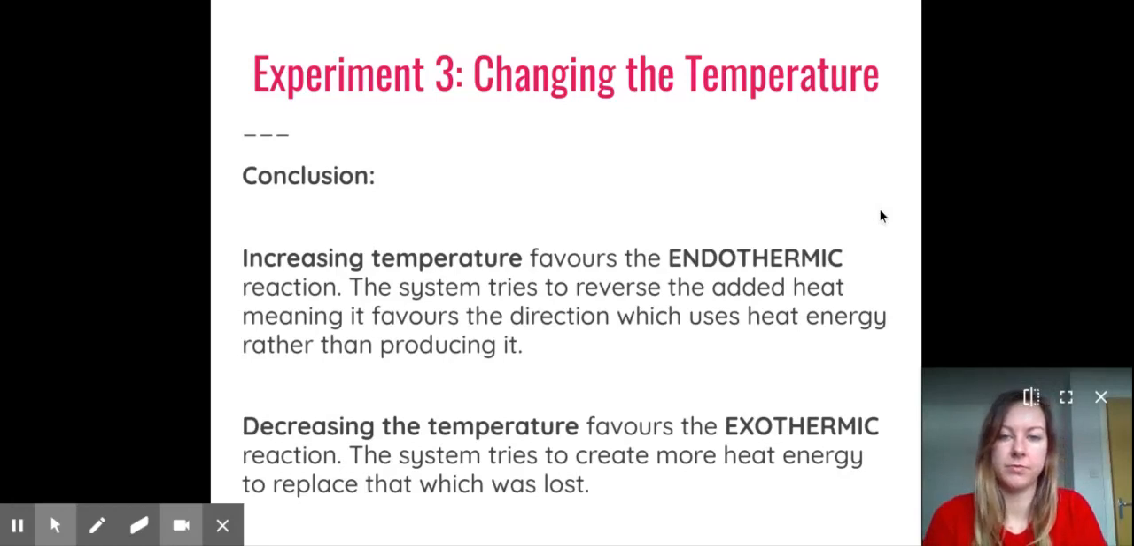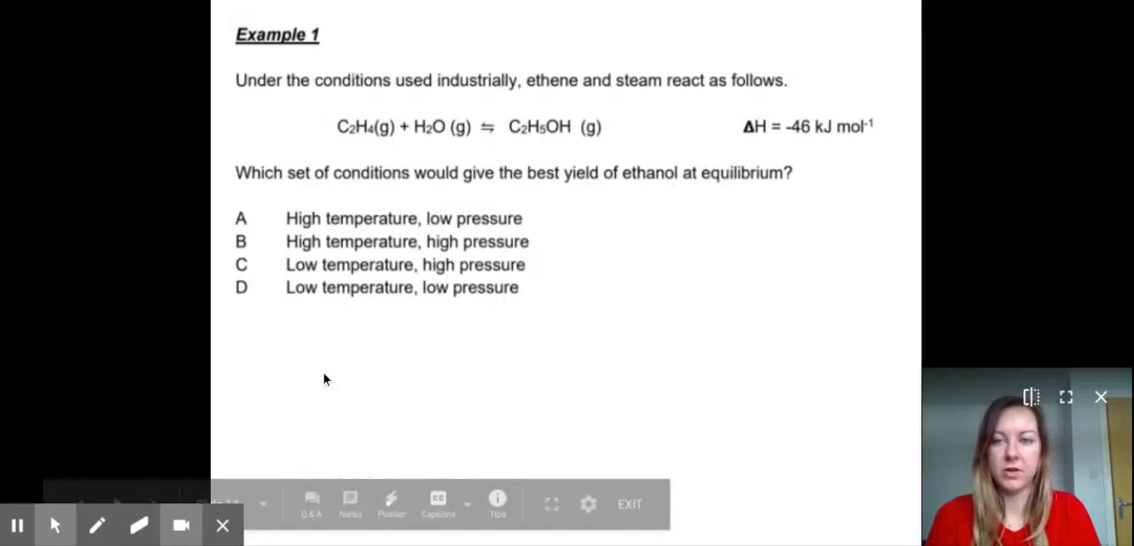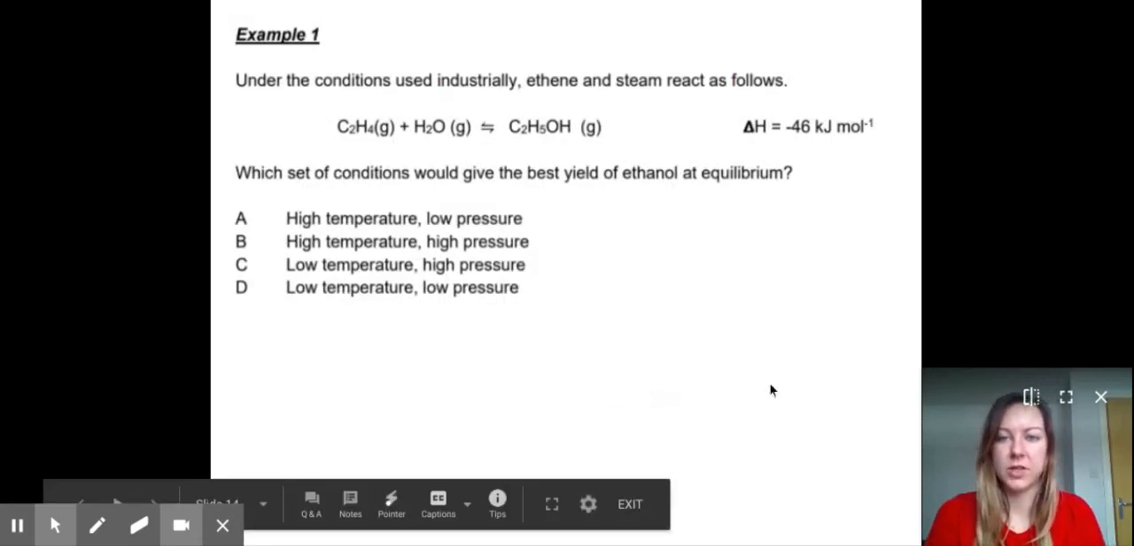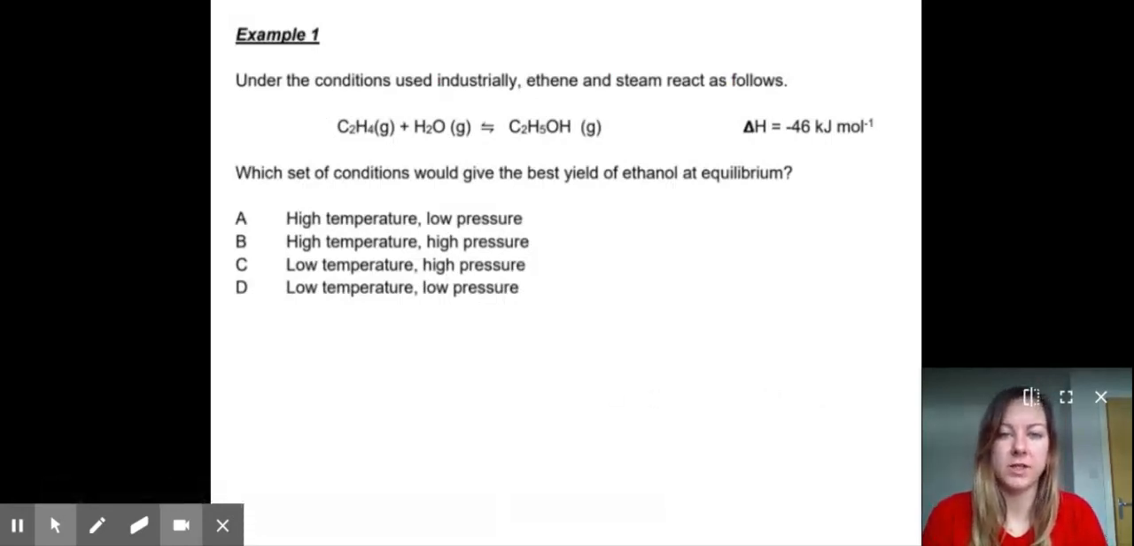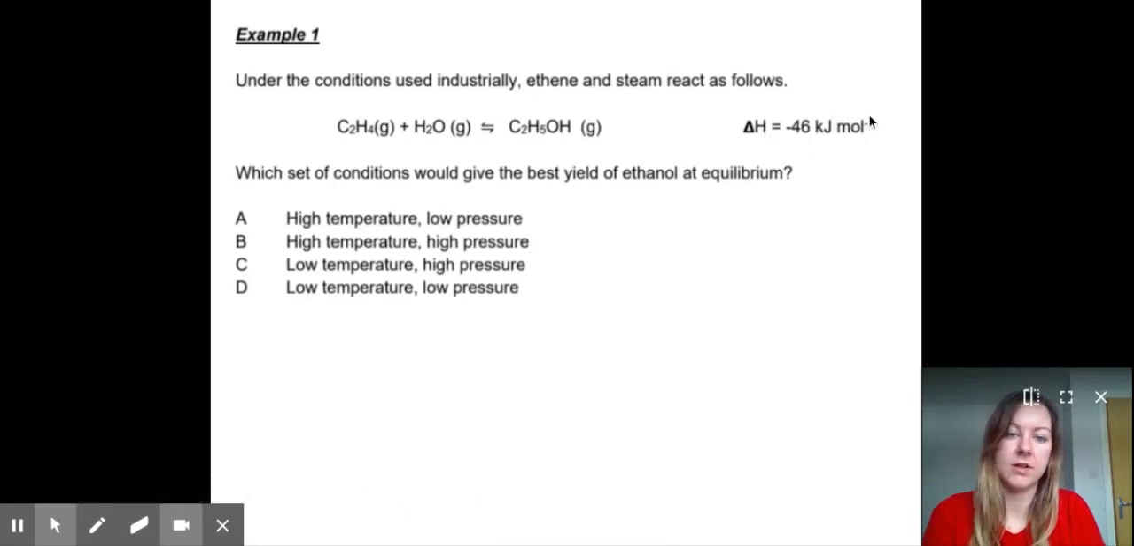An example question of this would be here. Under the conditions used industrially, ethane and steam react as follows. So you've got the equation here, and as you can see, this time the forward reaction is delta H negative, which is an exothermic reaction. Now, if you see a delta H at the side of your reaction, that always represents the change in enthalpy for the forward reaction. So you just need to flip it for the reverse.